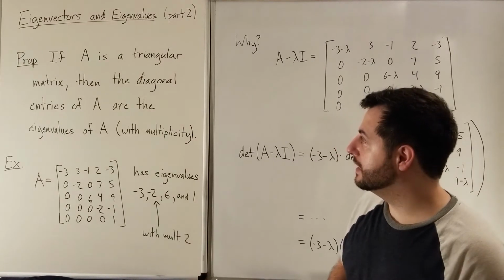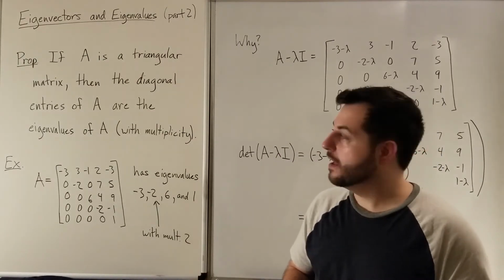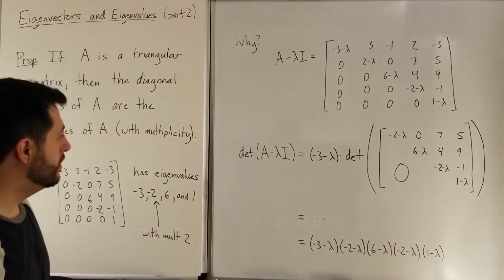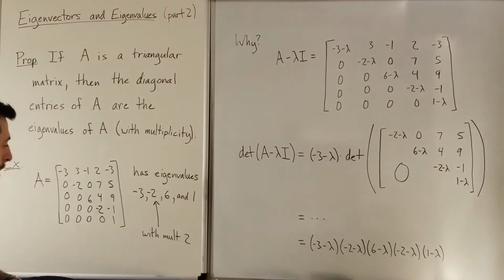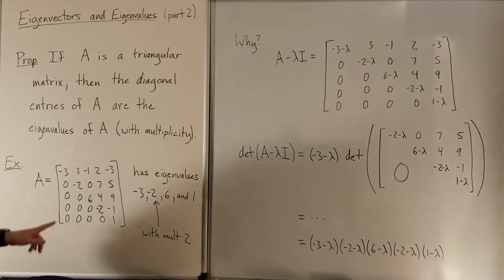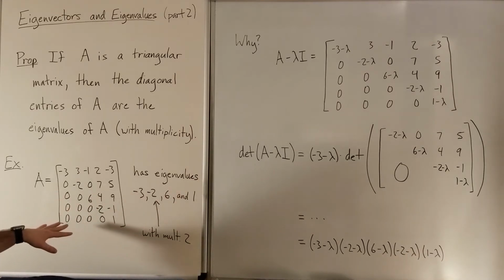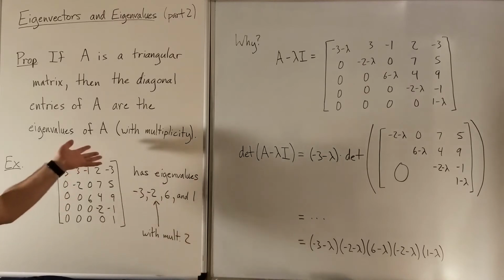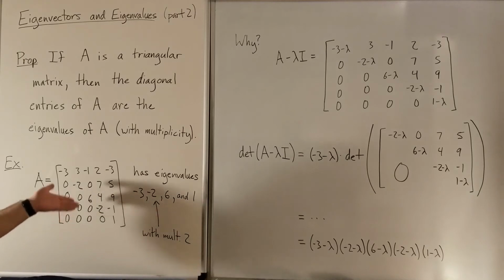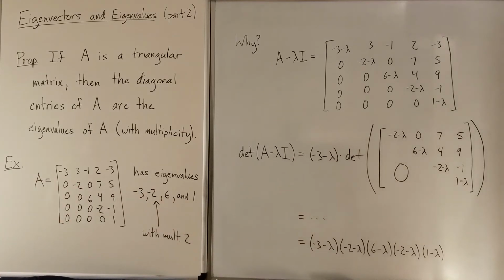Here's a proposition that says if A is a triangular matrix, then the diagonal entries of A are the eigenvalues of A. So this is very useful as a shortcut. If you happen to have a triangular matrix, then you can easily read off the eigenvalues without having to do a long calculation. Recall that a triangular matrix is one where either all the entries below the diagonal are 0 or all the entries above the diagonal are 0. This one is called upper triangular because the non-zero entries are above the main diagonal.